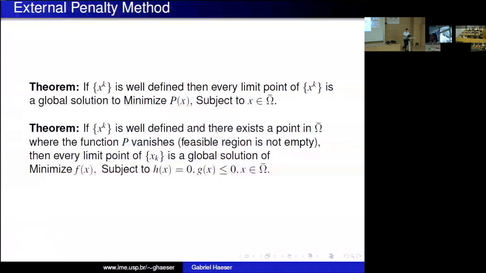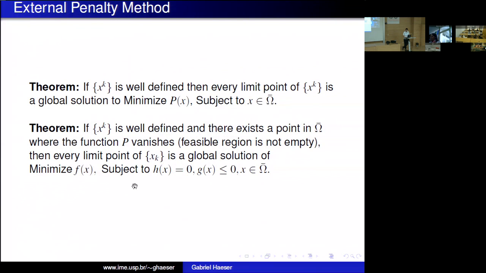And the second one is about optimality of feasible points. So if the sequence is well defined, and if in addition you have a feasible point for your problem, meaning the feasible region is not empty, then you can prove that limit points of this sequence are in fact global solutions to the original problem.